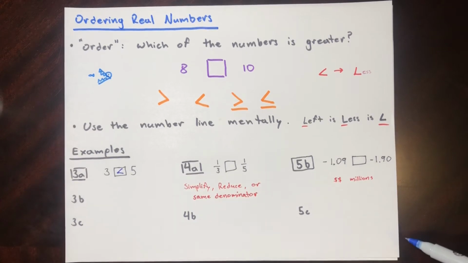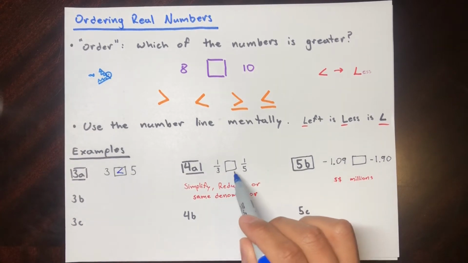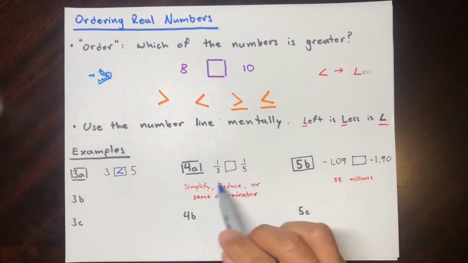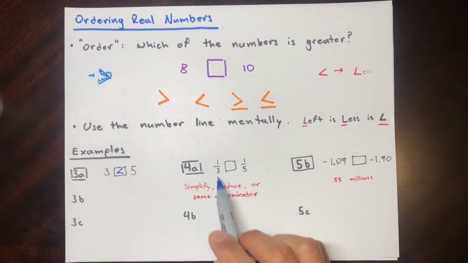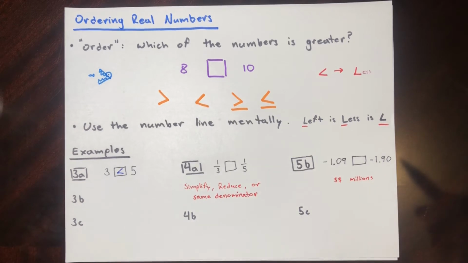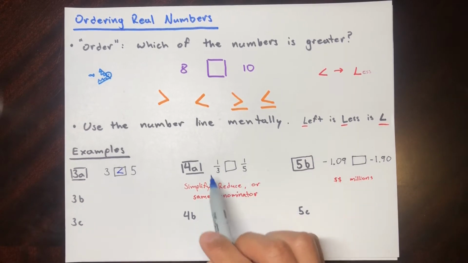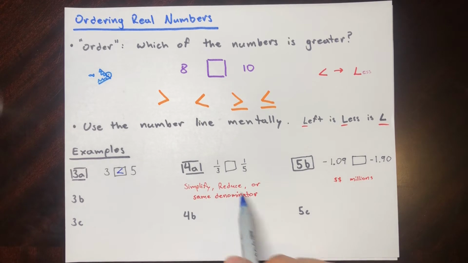Let's move on to 4A. 4A is going to be 1/3 compared to 1/5. Now, when we have fractions, that's going to be a little bit more difficult, okay? Because we can't really visualize these so easily, okay? The best way to go ahead and solve fractions is to do one of these 3 things, okay?